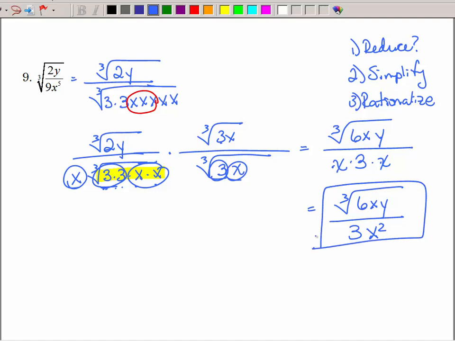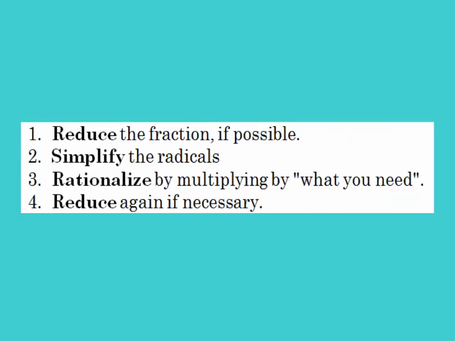So the cube roots are a little bit trickier because you have to know you need 3 of a kind, whereas with the square roots you're just looking for a pair. But again, reduce, simplify, rationalize, and occasionally you might have to reduce the fractions at the end.